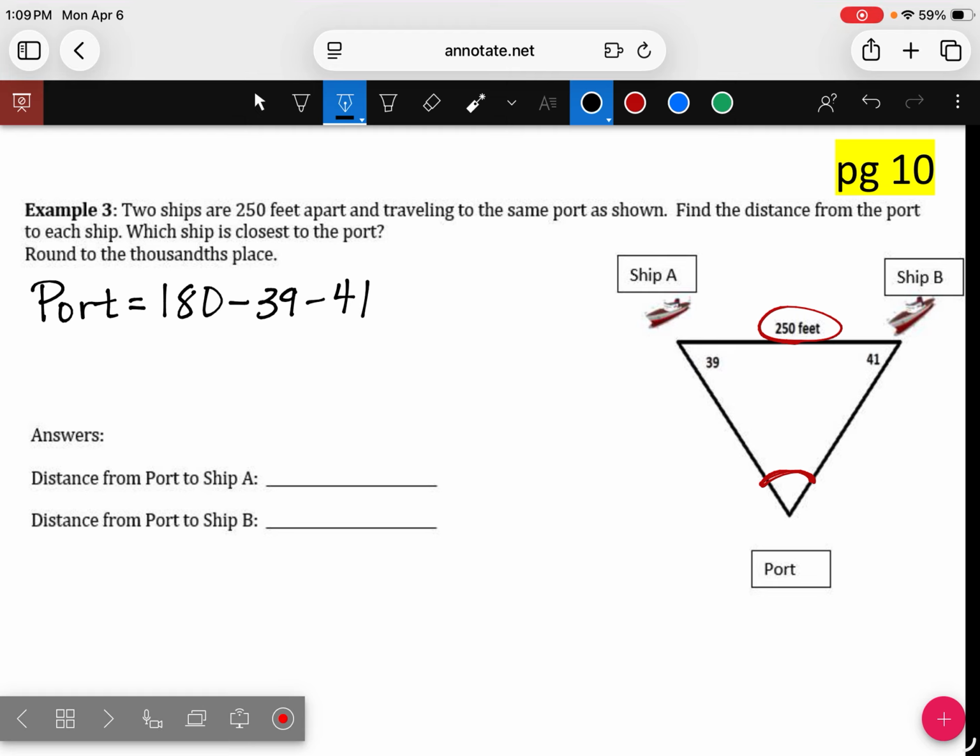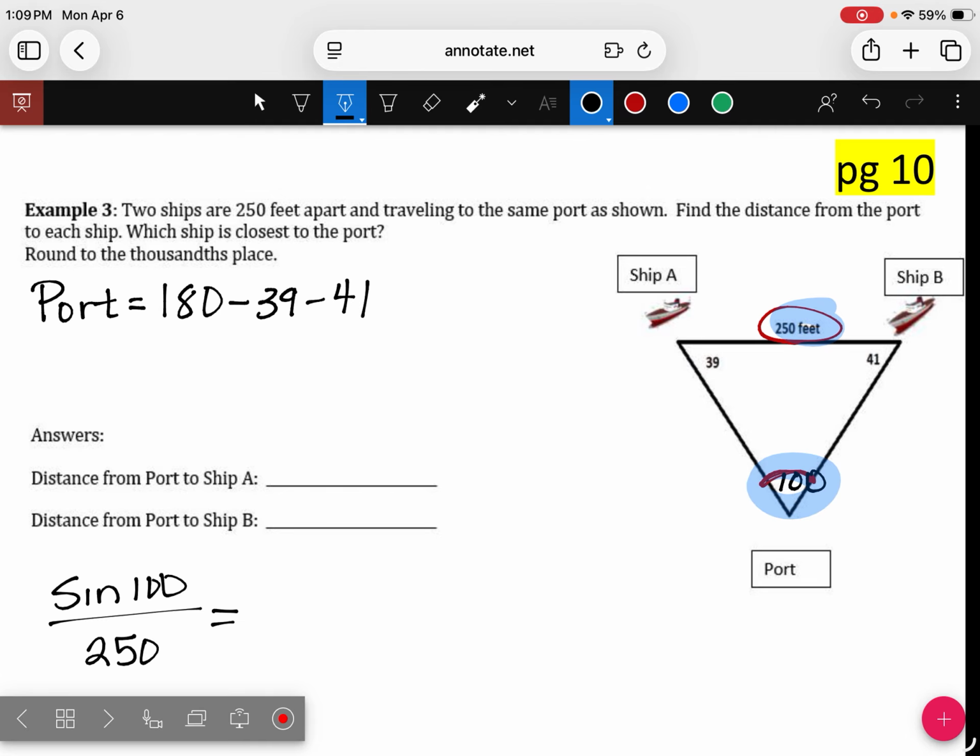All right. So I'm going to set it up. Now I have a pair, so I'm going to do the angle. I'm going to do the sine of the port over little p equals, I'm going to find the distance from ship A. I'm not going to write it like that because I think that's confusing. So I'm just going to say, this is my angle, this is my side. So I have sine of 100 over 250.